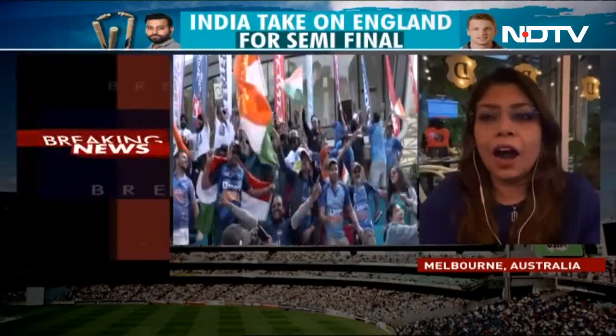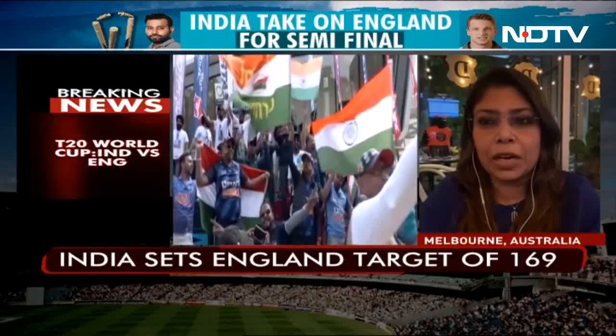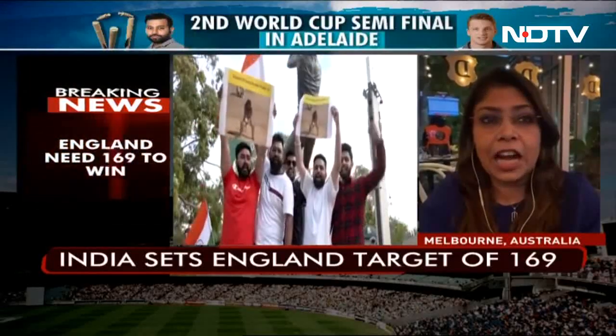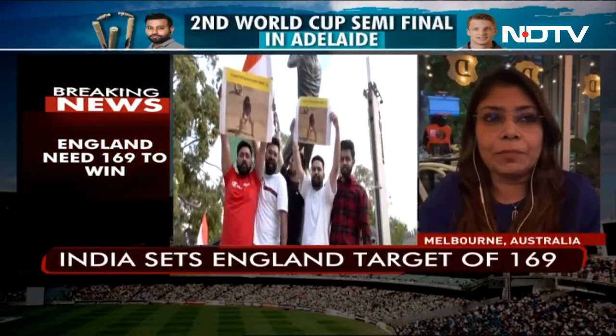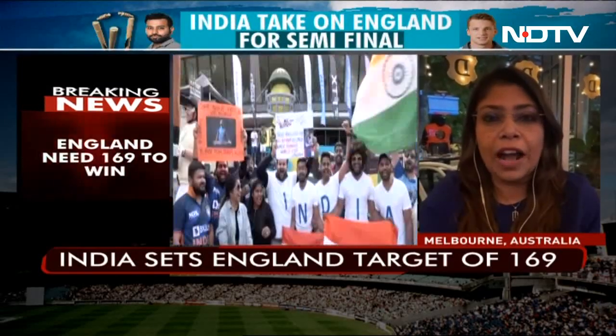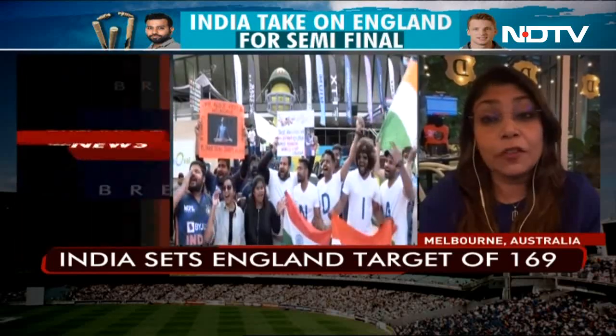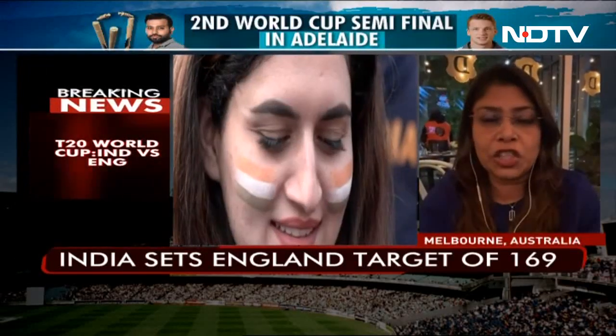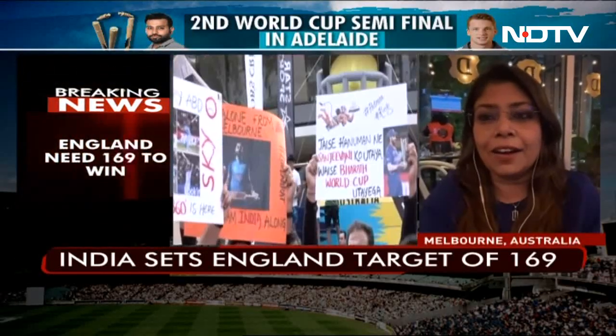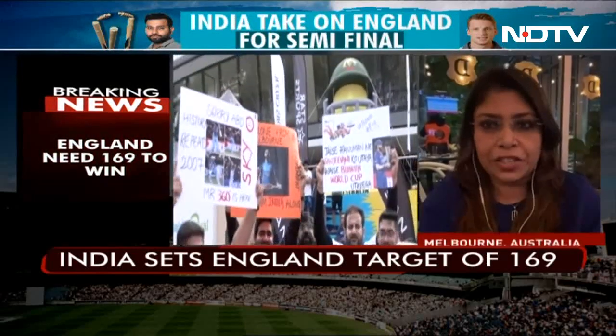Nevertheless, we had Hardik Pandya fire towards the end tonight, taking India to a score that I can't call competitive yet, but it is still a good score, and 169 will be a difficult target for England to achieve if Shami and Arshdeep work well tonight.